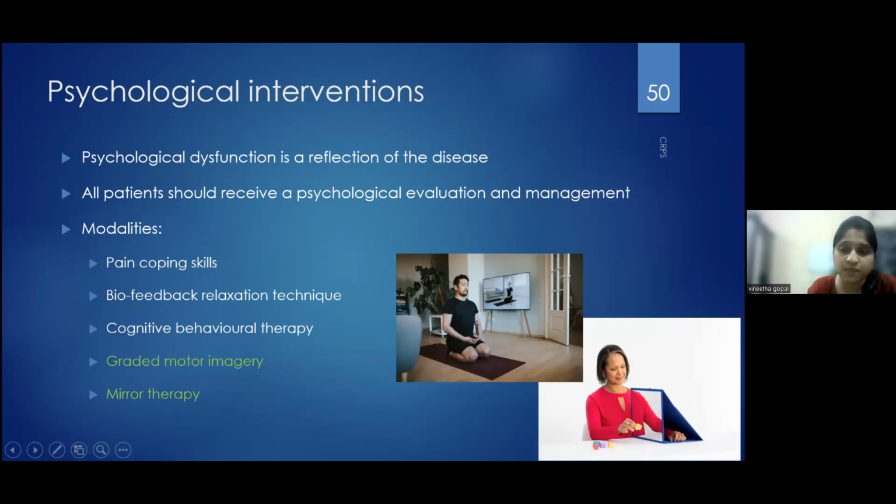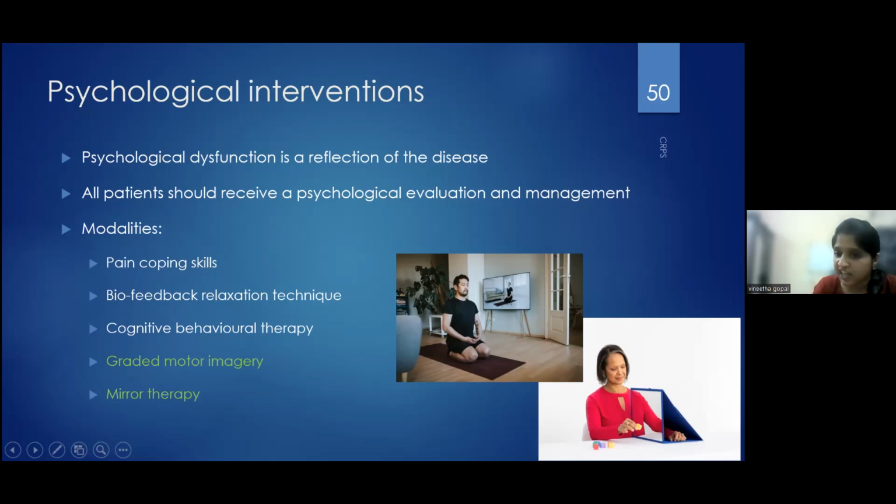It's simply a box you can make in your hospital, a triangular or a square-shaped box, and the patient will place the unaffected limb in front of the mirror, and place the affected limb inside the box. So when the patient sees the image in this mirror, and sees that my limb is moving, the brain gets an inference that this is coming from the affected limb.